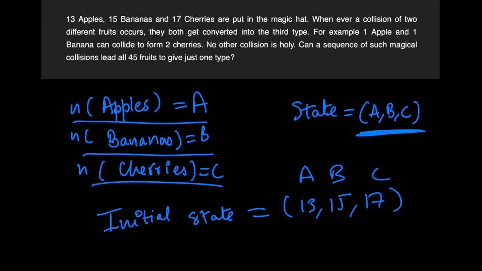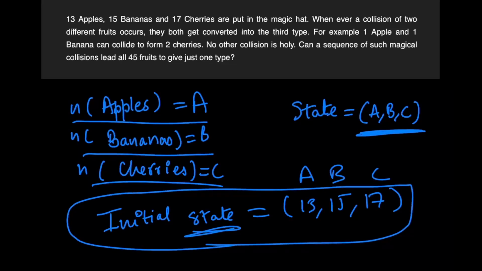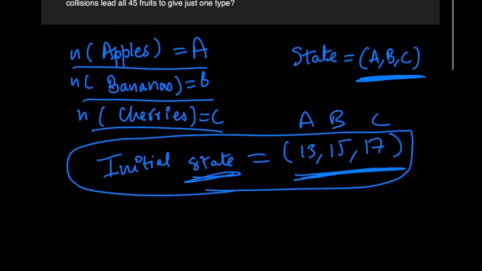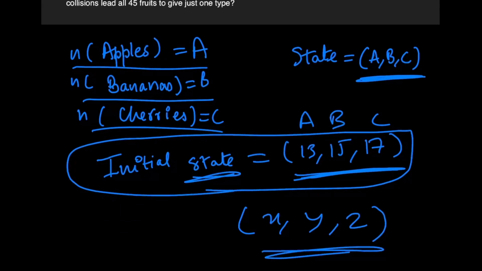From now onwards, I'll be calling each point within the game a state, and I'll be denoting them by this triplet over here. So x comma y comma z. That's how a state is going to look.